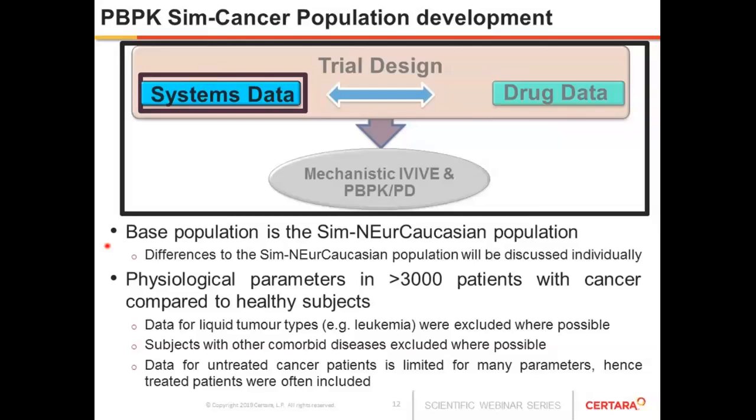Subjects with other comorbidities were excluded where possible, and obviously in some cases that's not possible, because people may develop other diseases in combination with cancer. And the third point is pretty rare anyway, but if possible, there was data from untreated cancer patients. But as I said, in terms of having that information, that would be rare and probably unethical in most cases.